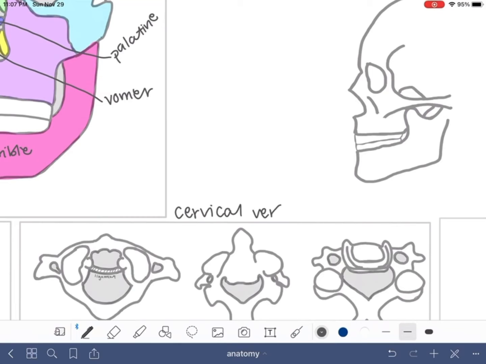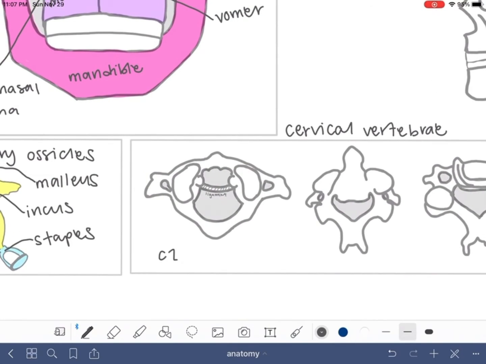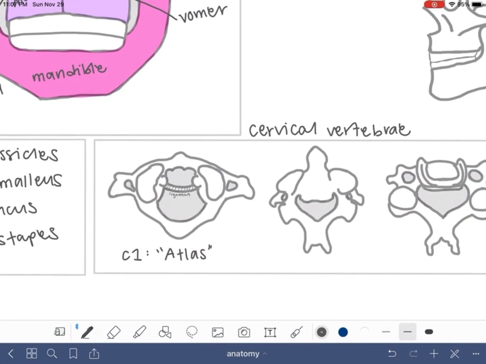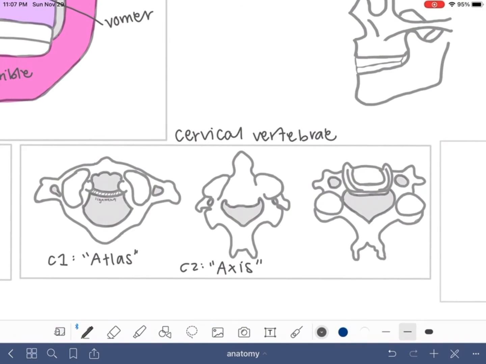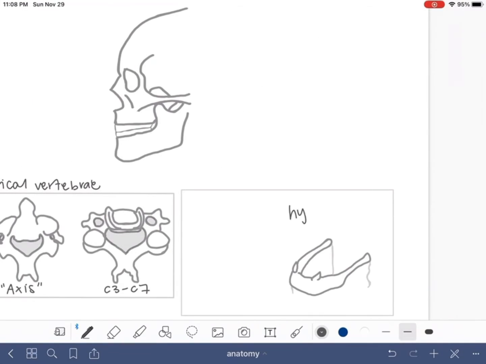Next we have the 7 cervical vertebrae in our neck, where we've moved into the neck region now. So C1, which is the uppermost vertebra, is called the atlas. C2, which is below that, is called the axis. And then we have C3 through C7, which all kind of look like that.